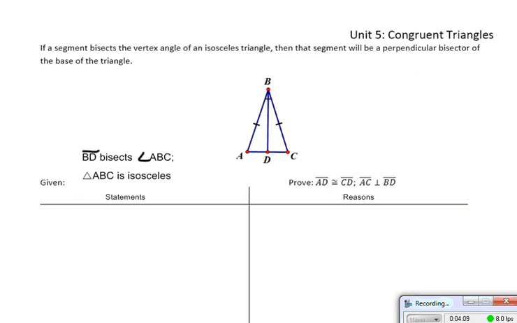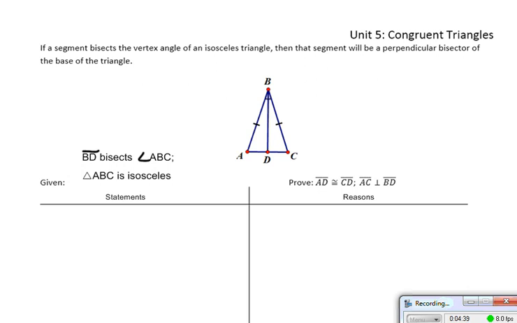The next theorem we'll be proving states that if a segment bisects the vertex angle of an isosceles triangle, then that segment will be a perpendicular bisector of the base of the triangle. So we're given that the segment BD bisects angle ABC and that triangle ABC is isosceles. Our job is to prove that AD is congruent to CD and AC is perpendicular to BD. That will allow us to state that it is a perpendicular bisector.